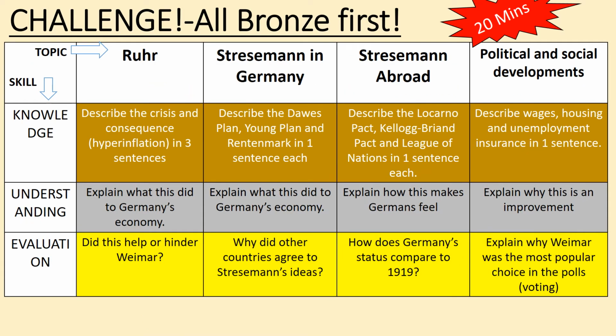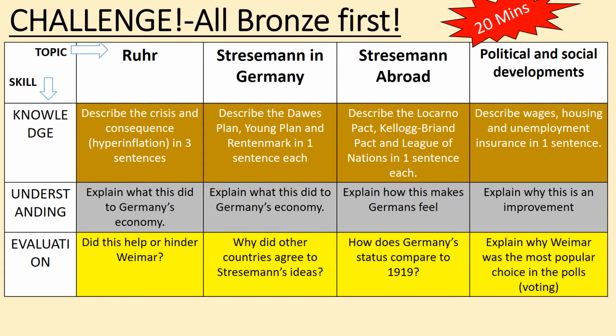Okay, now we're going to do the same again, but we're now going to look at the money side and what Stresemann does to improve Germany. So this is really the second chapter. The same again, you're going to have to do all the bronze ones first. So you're going to describe the Ruhr crisis and consequence, which is hyperinflation, in 3 sentences.